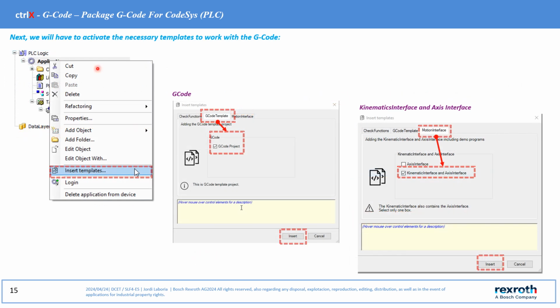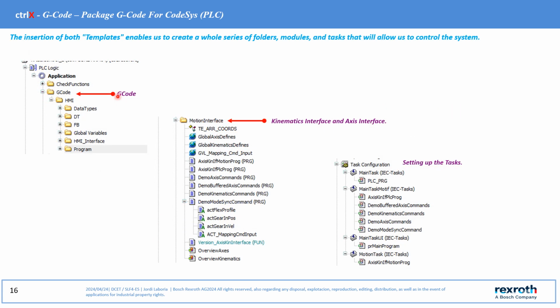Next, the templates must be activated: G-code and the kinematics interface and axis interface part. The insertion of the templates generates a whole series of folders, modules and tasks in the PLC system that we can see in the following image.